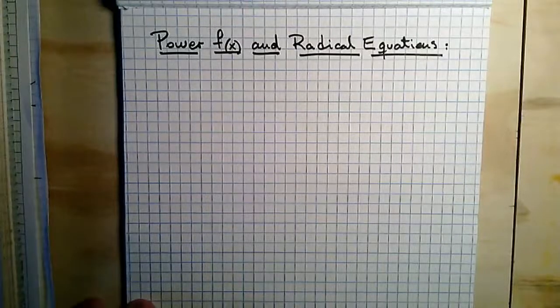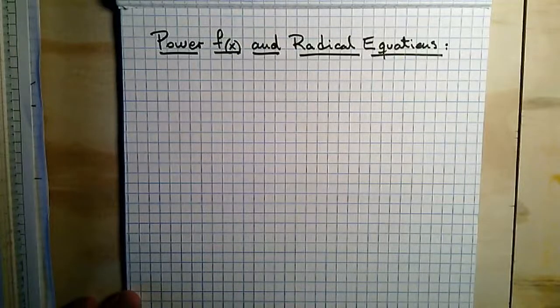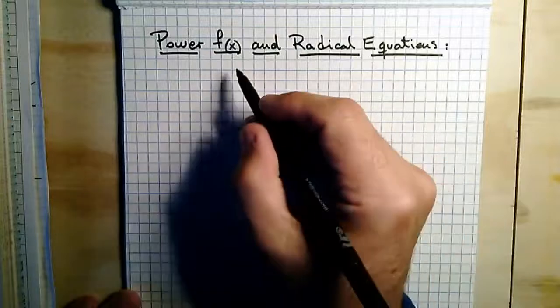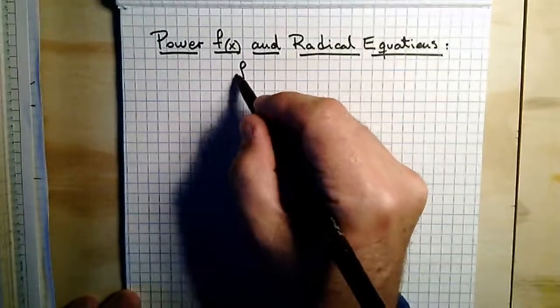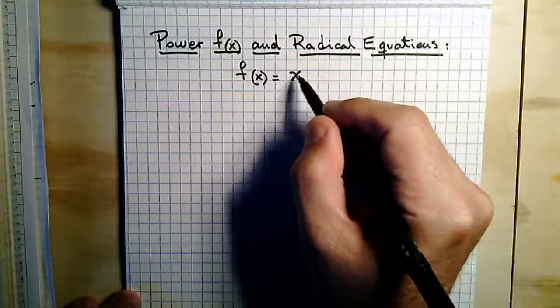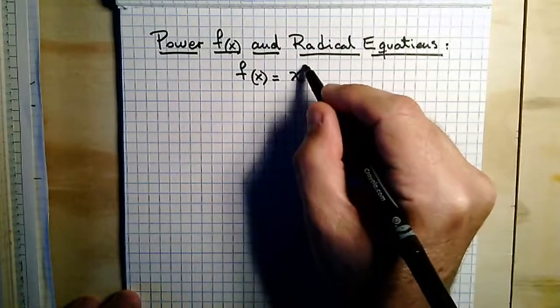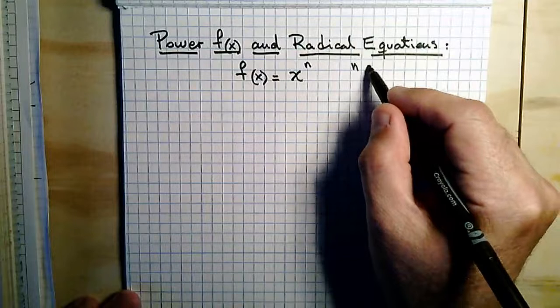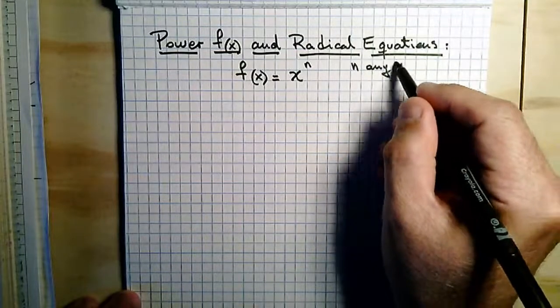Okay, so in this video we're going to watch this presentation about power functions and radical equations. So we are going to define a power function as f(x) equal to x to the power of n. Okay, and we're going to say that n can be any real number.